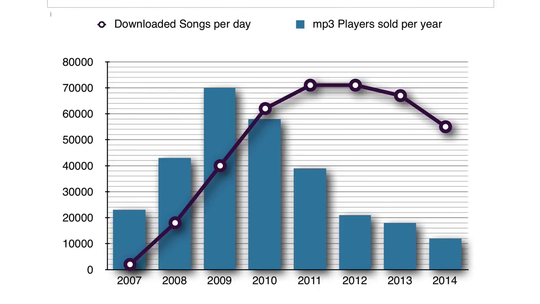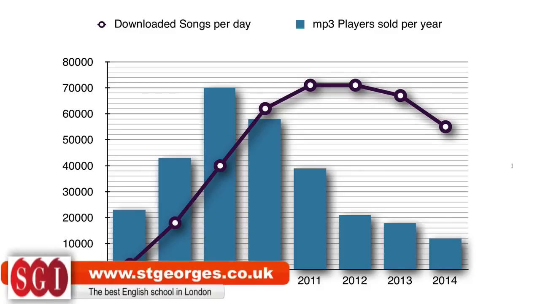So how would you describe this graph? We've got downloaded songs per day, the number of downloaded songs per day in thousands, and then we've got MP3 players sold per year in your country in thousands. So there are some clear and distinct trends happening here. Can you describe them? Leave a comment in the box below and a teacher will mark your comment for you for accuracy.